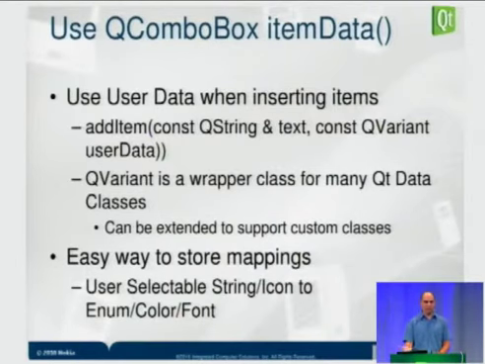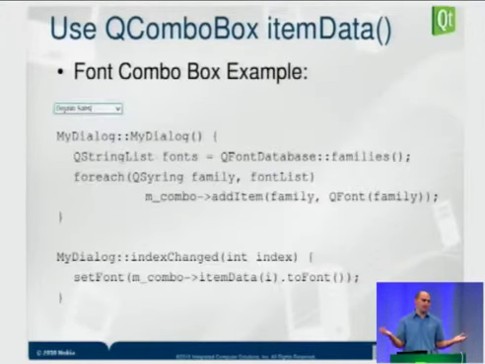So here's a simple example of making a font combo box. We use the font database, which you could use if you wanted to do this. There's also one that's pre-built in Qt for you. And we're going to go through all of the fonts, and we're going to add them to my combo box. And we're going to give it the family name. And we're going to give it an actual QFont instance. So later, inside of index changed, I only need one line of code, which is setFont with the item data. Because at that point, we no longer care what the string was.